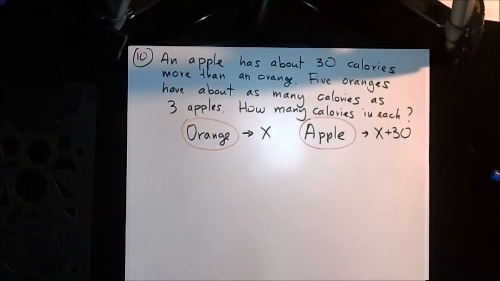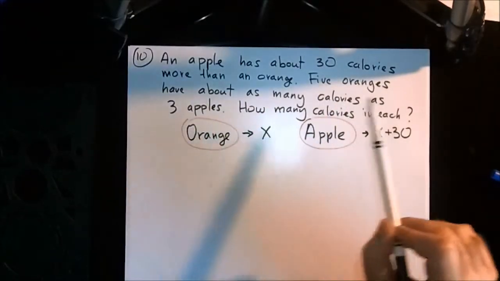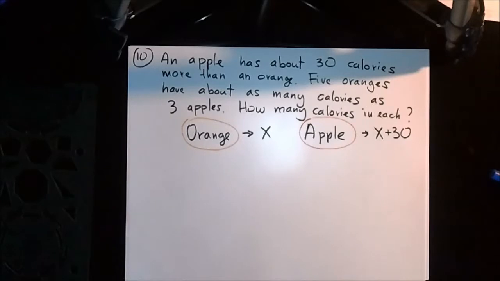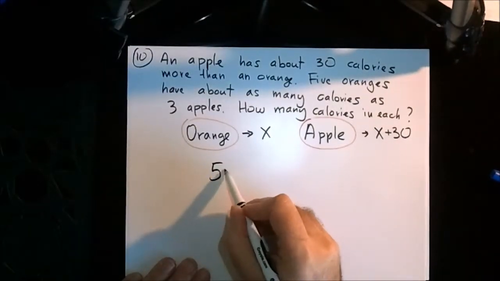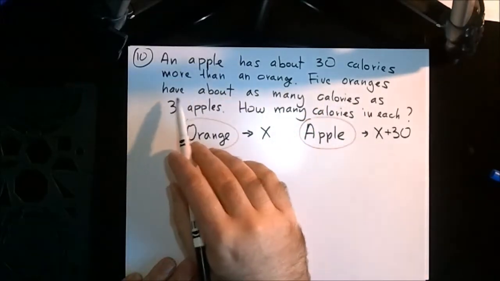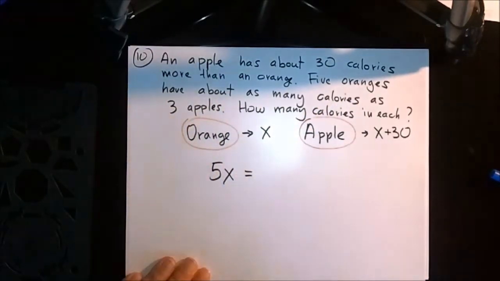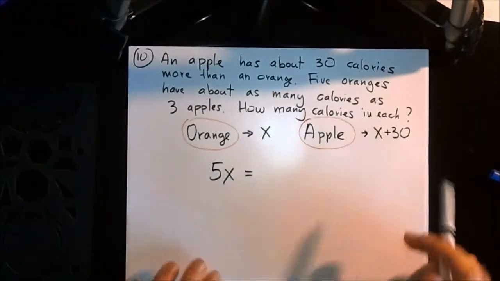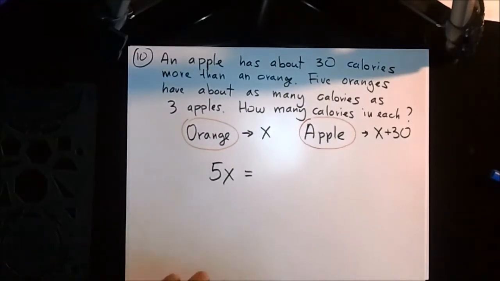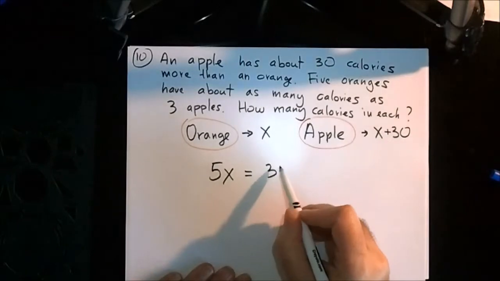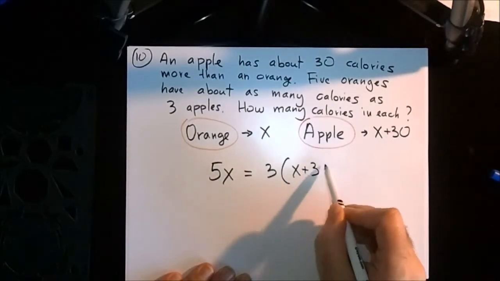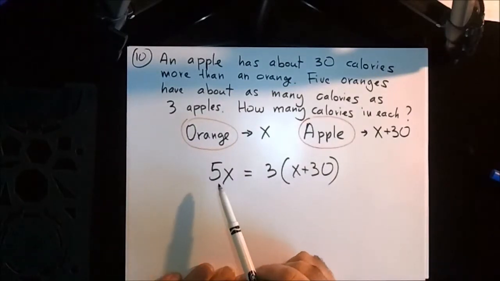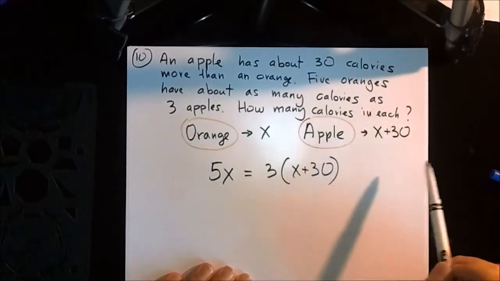Now let's set up the rest of the equation. 5 oranges have about as many calories, so 5 oranges. I know an orange is X, so what would 5 oranges look like? If 1 orange is X, 5 oranges are 5X. Have about as many, that tells me there's the equal sign, as many calories as 3 apples. And I know an apple is X plus 30, so what would 3 apples look like? 3 times X plus 30. So 5 oranges, 5X, 3 apples, 3 times X plus 30.